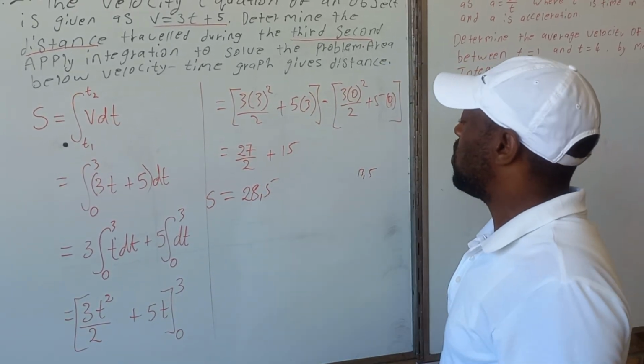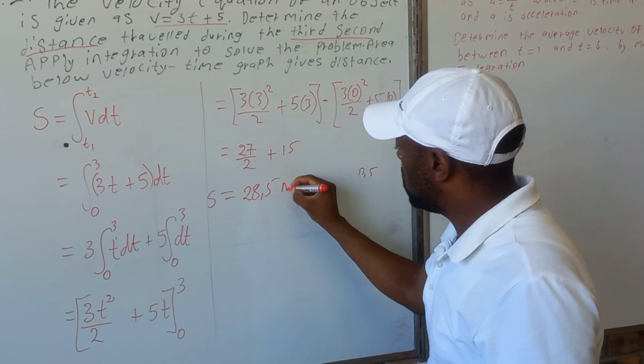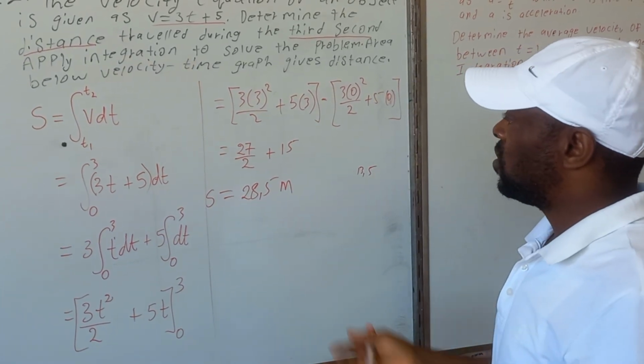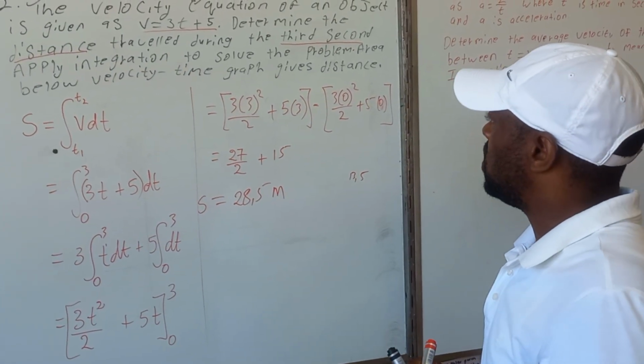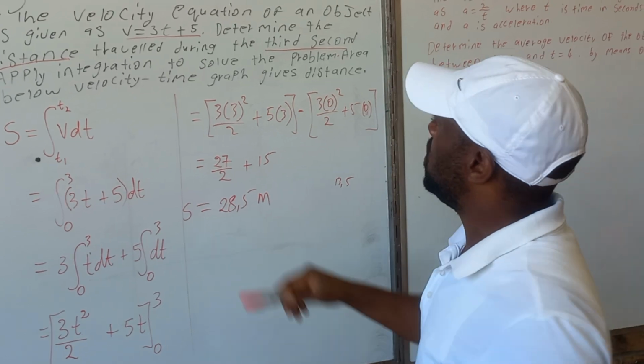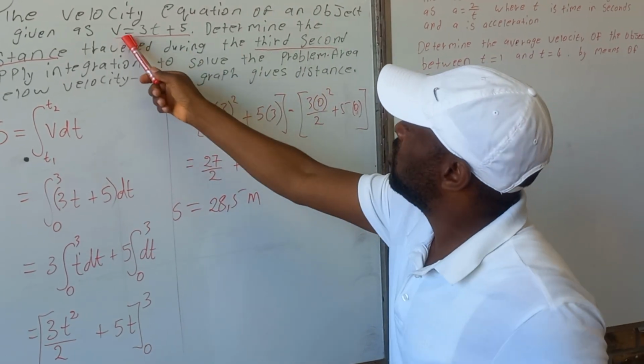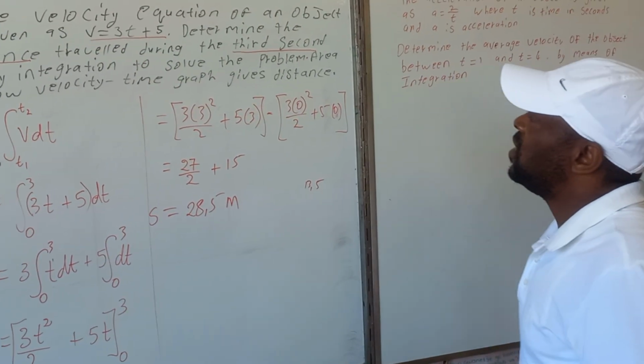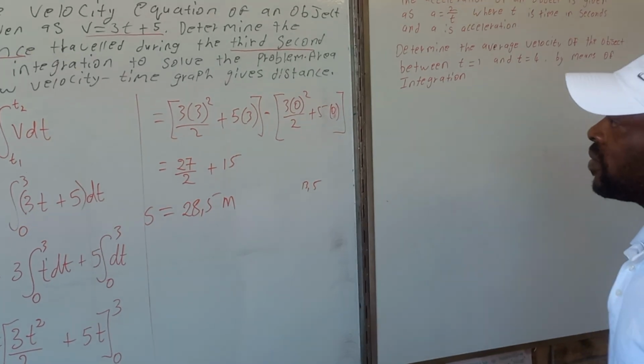You can also use your calculator to put it in fractions. So that's how simple it is to calculate your distance covered in the third second for an object that is moving with a velocity of 3t plus 5.